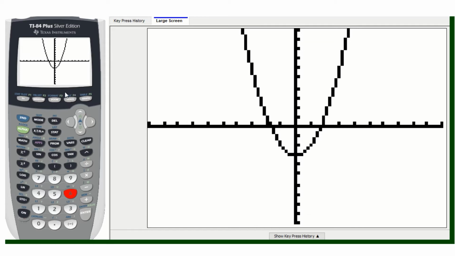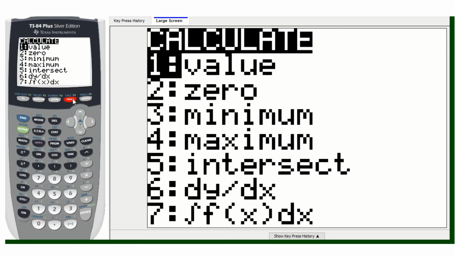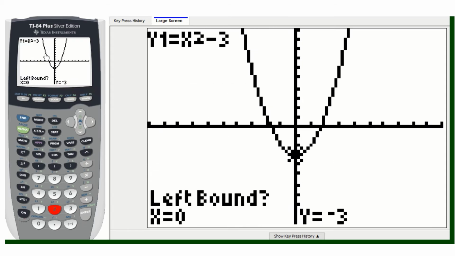In little blue letters above the trace button, it says calc. For calculate, anything in blue on this whole calculator means push my little blue second button first. So second and then trace will get it to do calculations for me. If I'm trying to find my x-intercepts, another name for that is zero. So I just pick the second thing. It'll help me find my x-intercepts. I do have to find them one at a time.